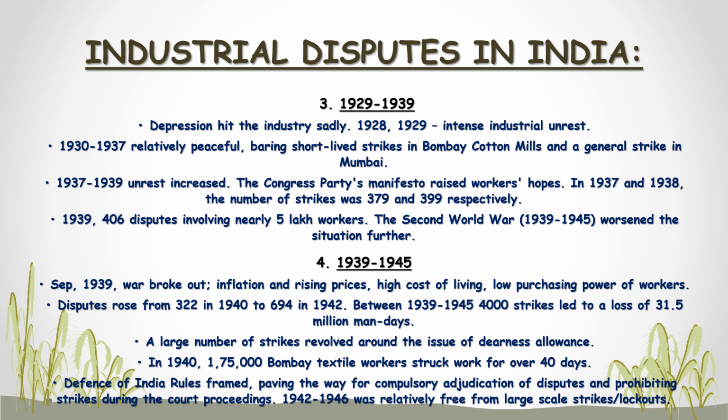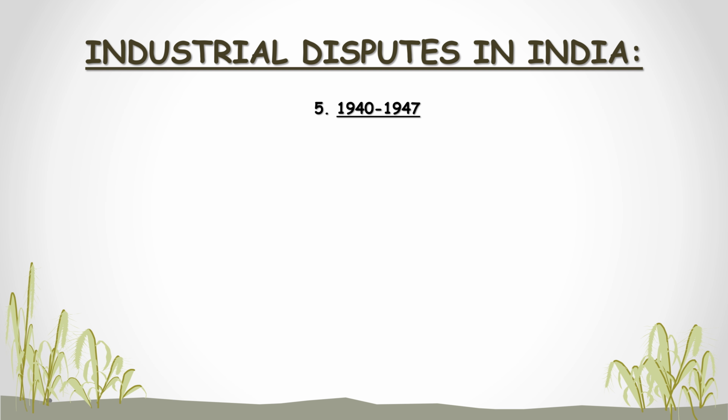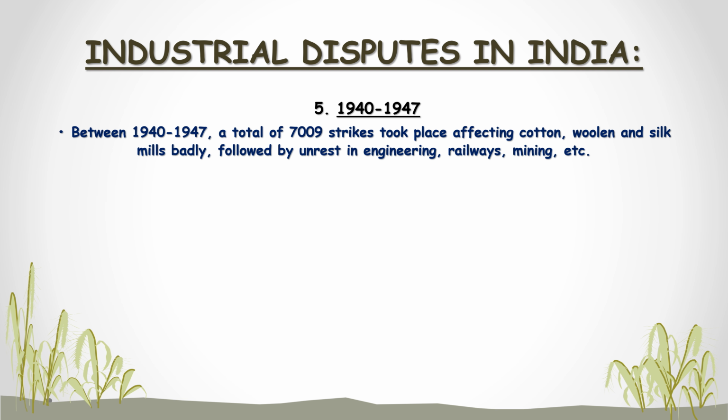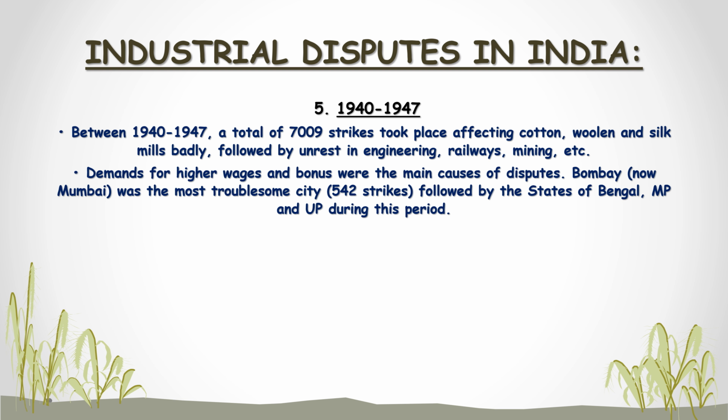5. 1940 to 1947. Between 1940 and 1947, a total of 7,009 strikes took place, affecting cotton, woolen and silk mills badly, followed by unrest in engineering, railways, mining, etc. Demands for higher wages and bonus were the main causes of disputes. Bombay, now Mumbai, was the most troublesome city, with 542 strikes, followed by the states of Bengal, MP and UP during this period.